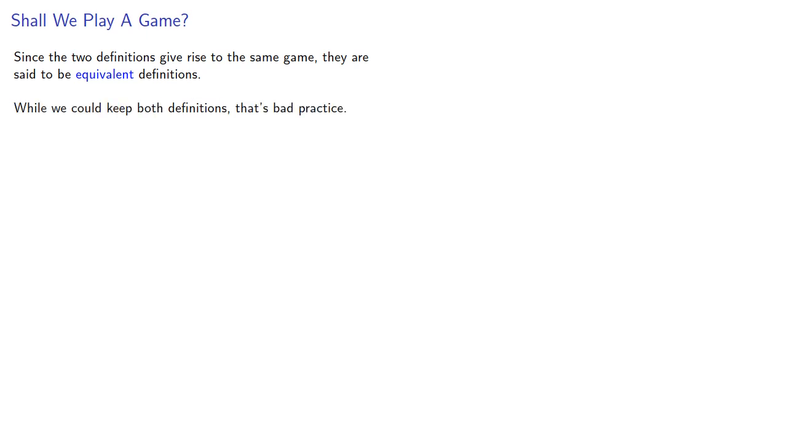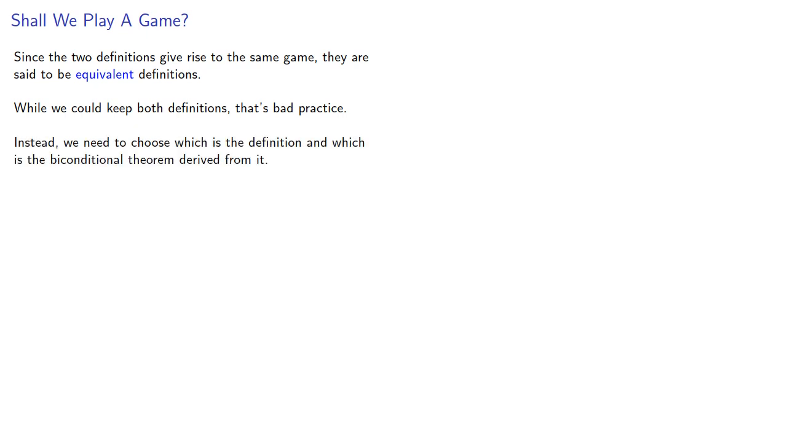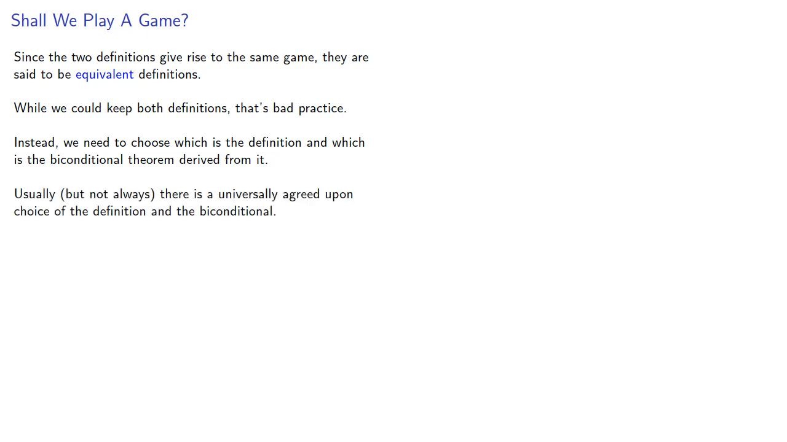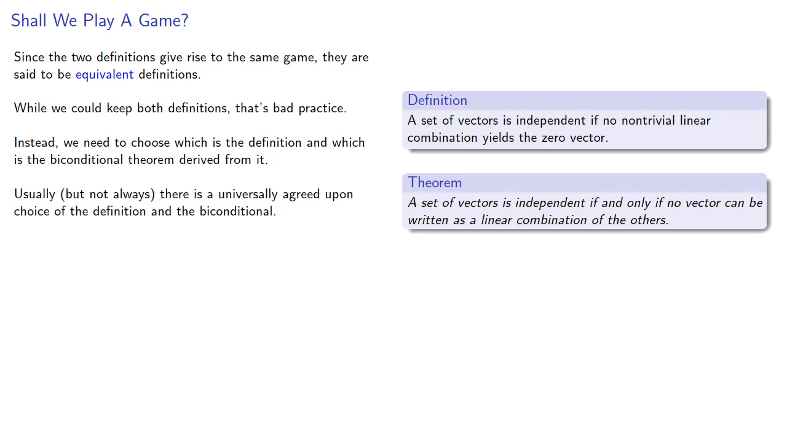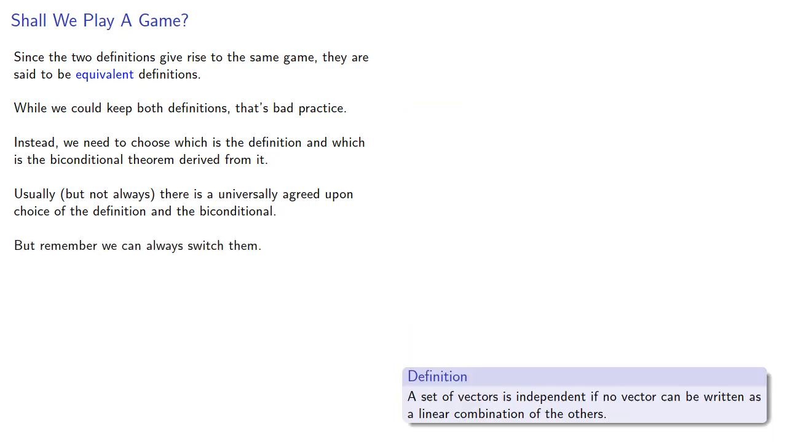While we could keep both definitions, that's bad practice. Instead, we need to choose which is the definition and which is the biconditional theorem derived from it. Usually, but not always, there is a universally agreed upon choice of the definition and the biconditional, but remember, we can always switch them.